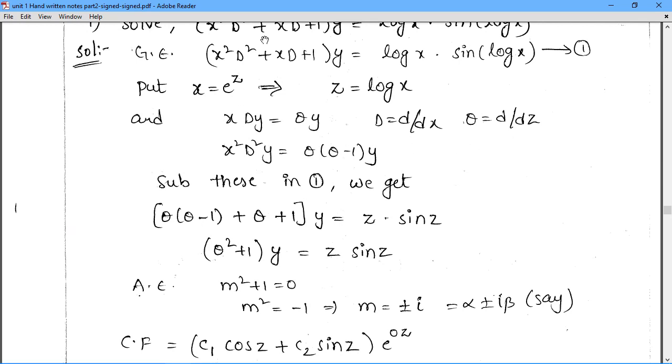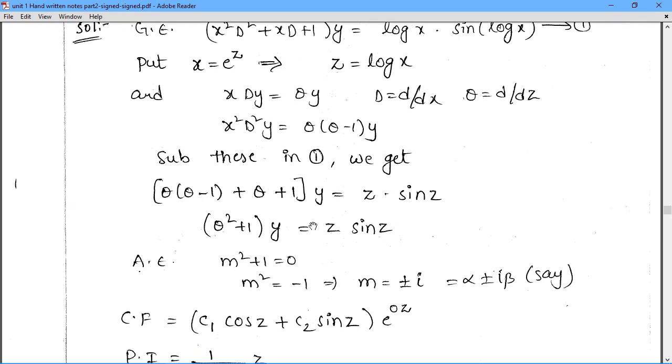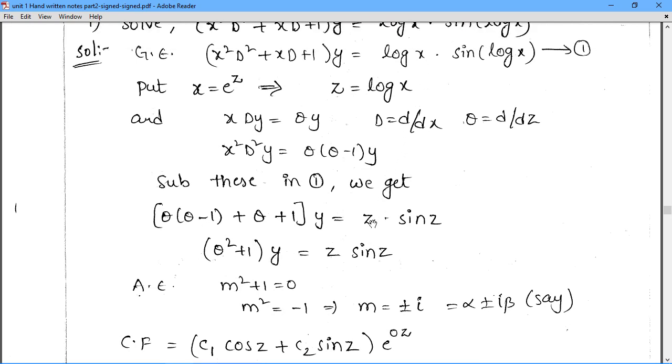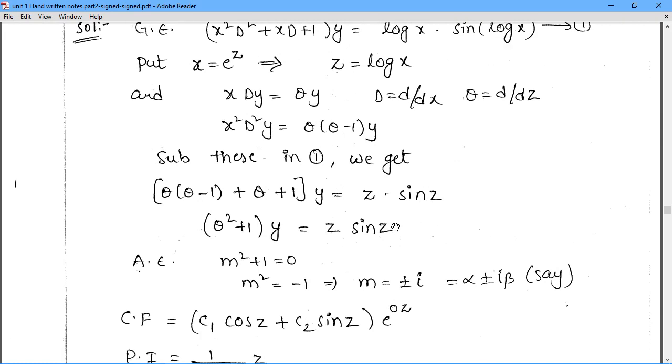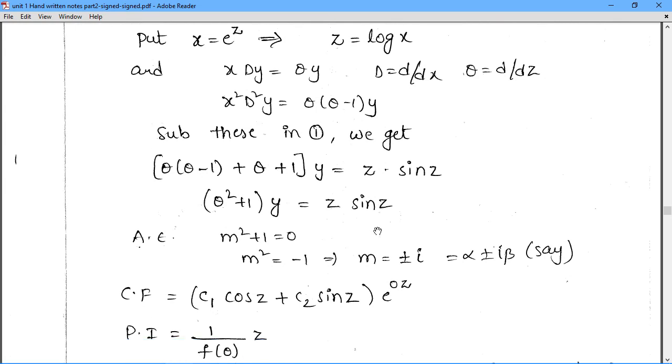So replacing these values, clearly the Cauchy-Euler equation reduces to a linear differential equation with constant coefficients. Log x is replaced with z here. Sin of log x means sin z. So clearly it is a linear differential equation with constant coefficients. Now we have to solve this equation.